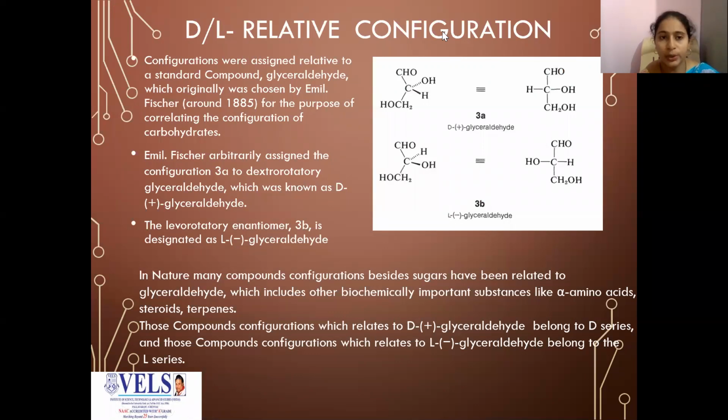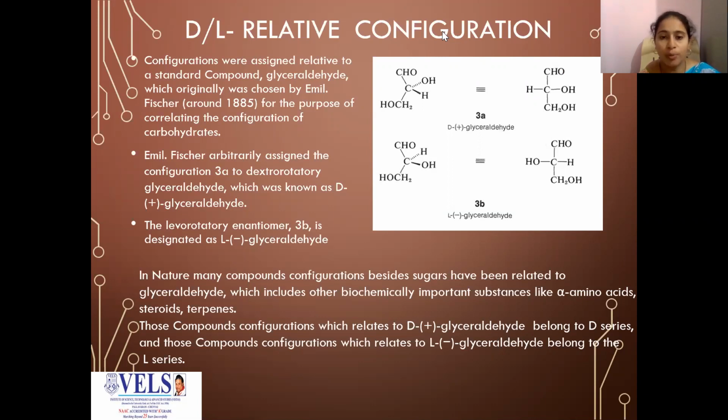Configurations are assigned relative to a standard compound, glyceraldehyde, which was originally chosen by a scientist called Emil Fischer in the year 1885 for the purpose of correlating the configuration of carbohydrates. Emil Fischer arbitrarily assigned the configuration 3A to the dextrorotatory glyceraldehyde, which is known as D-plus-glyceraldehyde. Here, the capital D represents dextrorotatory, whereas plus represents that it will deflect the plane polarized light in a positive direction, or right hand side. And the levorotatory 3B is designated as L-minus-glyceraldehyde.